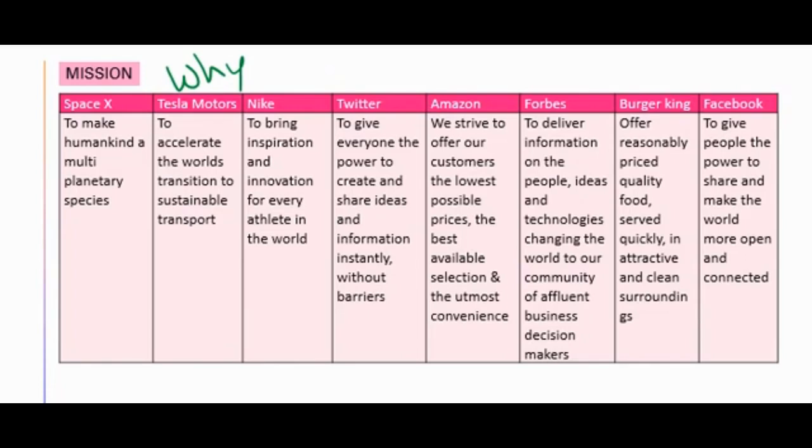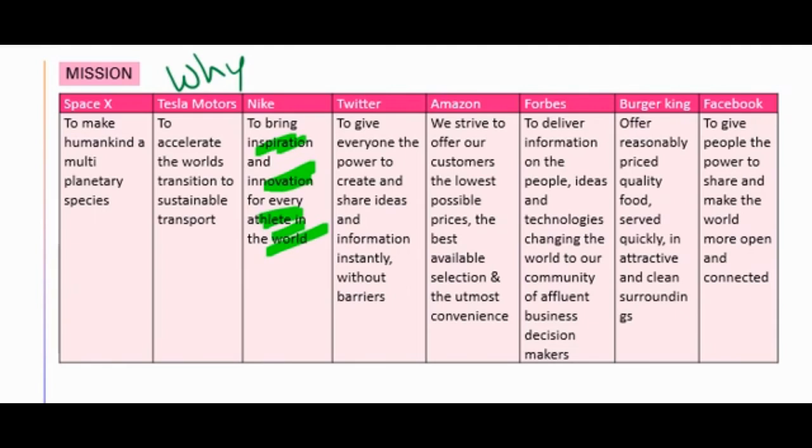So if you take Nike, you may be aware of the Nike shoe company. What they say: to bring inspiration and innovation to every athlete in the world, right? So this is true. They always want to inspire people and innovate a lot of new technology, and then they make every athlete happy in the world.